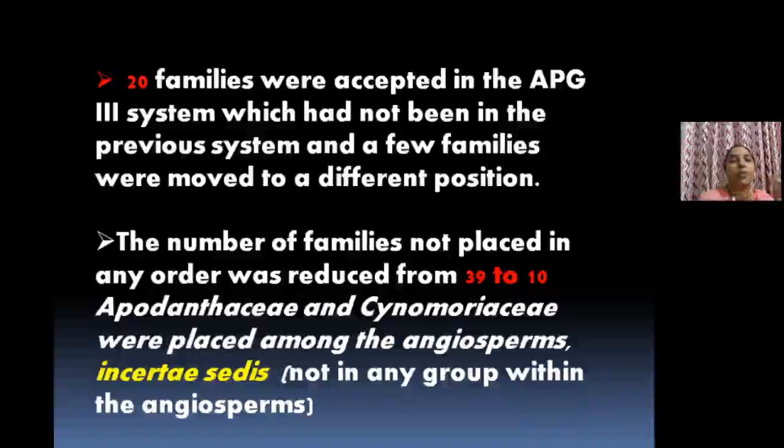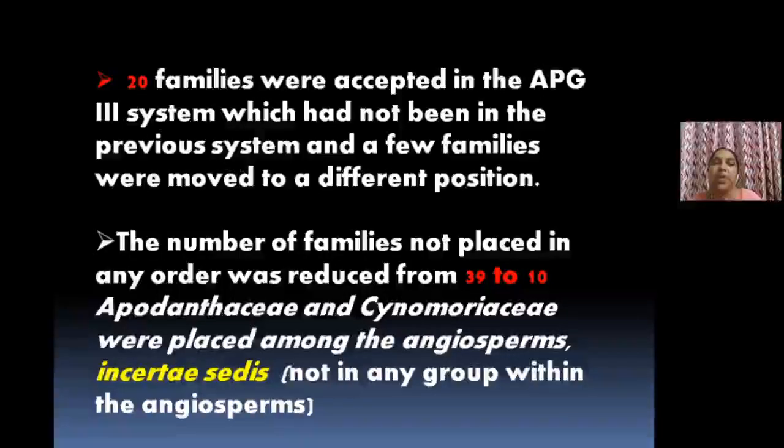So, that is a new name actually given. Actually, the families are there, but they are rearranged and merged together. That is why the number decreased. The number of families not placed in any order reduced. I already told you, and some examples were also given.